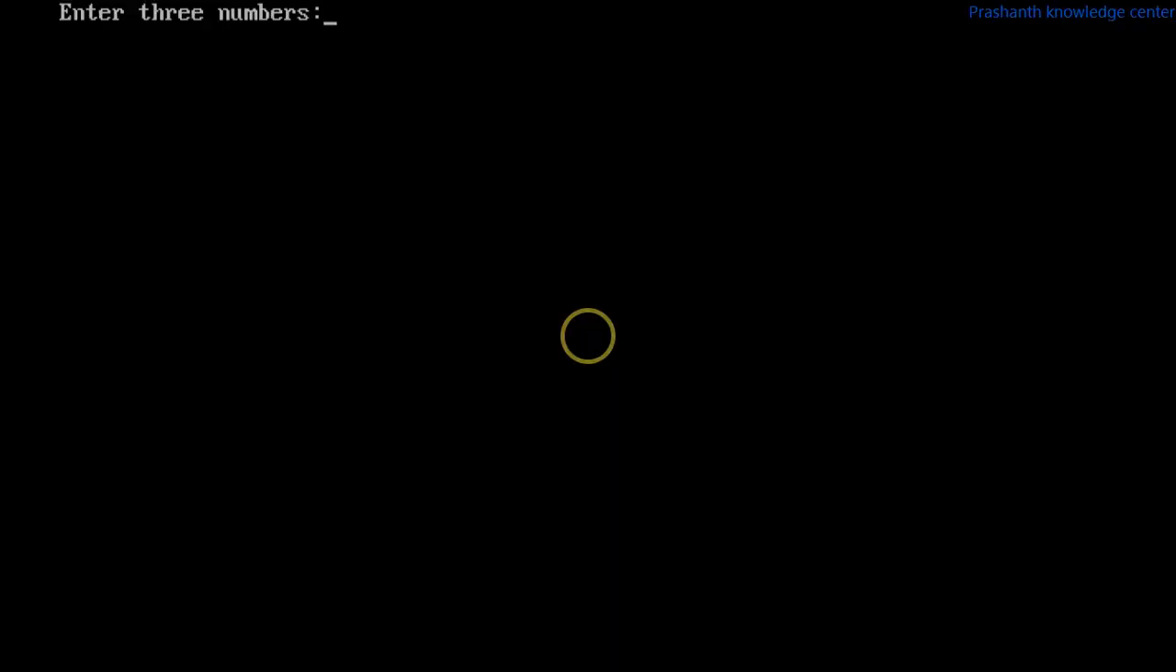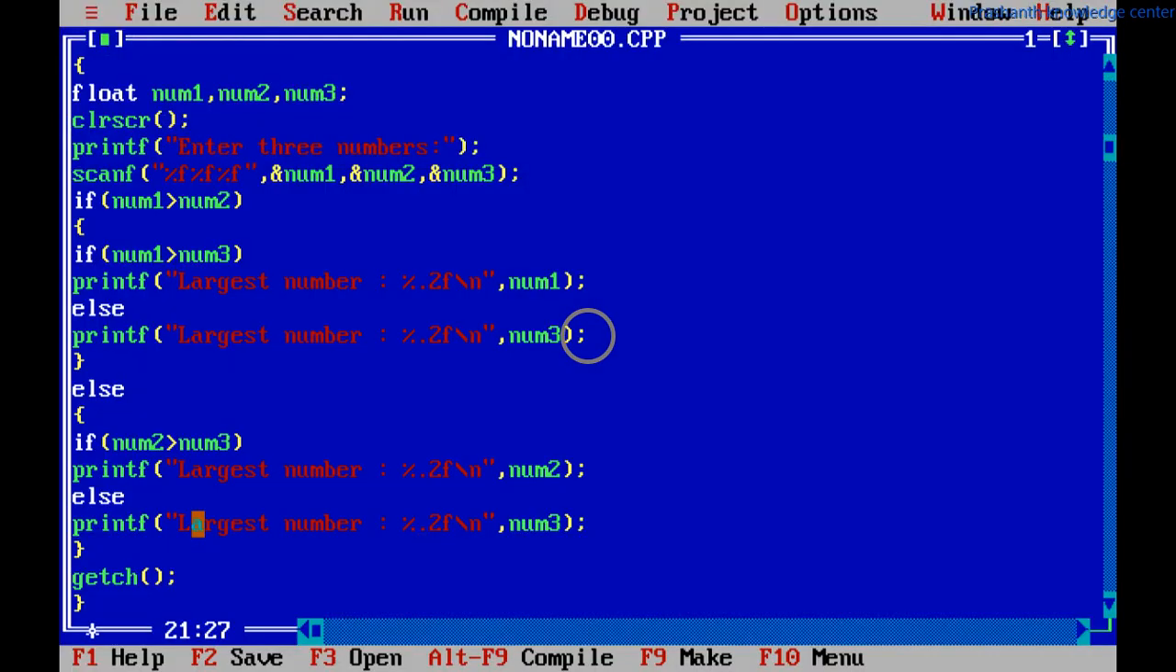Again we will execute and see. 12.3, 10.3 and 9. I have given the three numbers. 12.30 is the largest number. Like that we can find out which is the largest number.